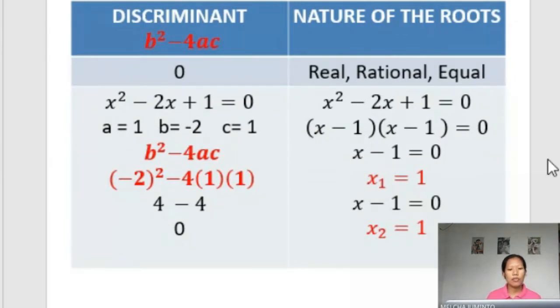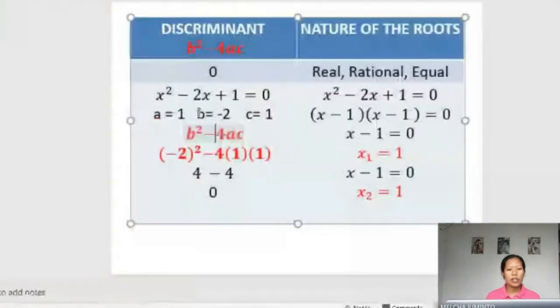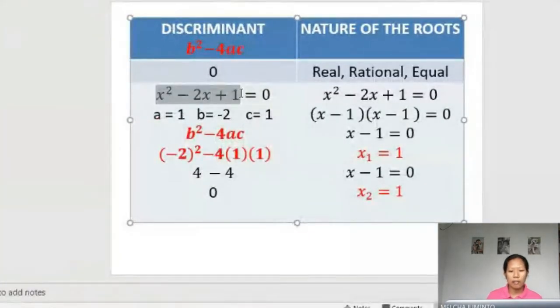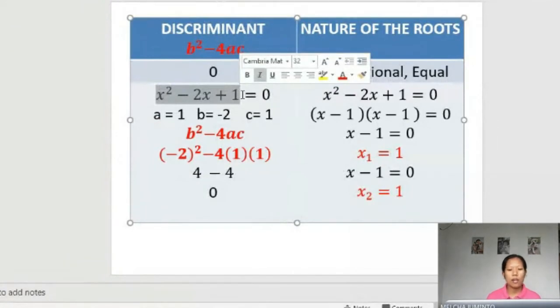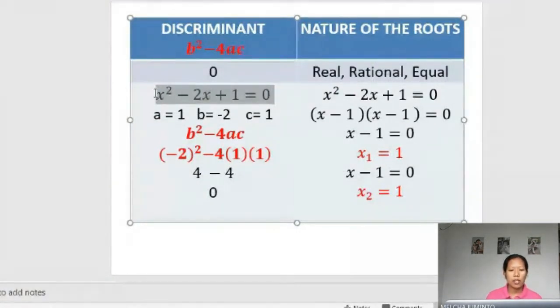Okay, let's say, for example, this particular equation. The equation is x squared minus 2x plus 1 equals 0. This equation is quadratic because there is a term with x squared, and then we have the value of b, which is negative 2, the value of c is 1. So a is 1, b is negative 2, c is 1. Now, we need these 3 values to be able to find the discriminant.